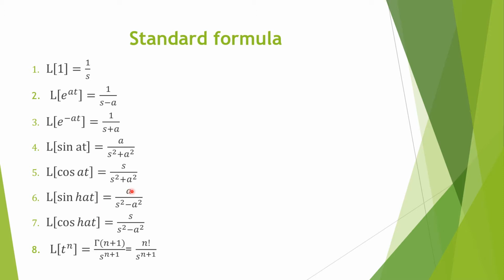Laplace transformation of sine hyperbolic at is a upon s square minus a square, cos hyperbolic at is s upon s square minus a square, and t raised to power n is factorial n divided by s raised to power n plus 1, or gamma n plus 1 divided by s raised to power n plus 1.